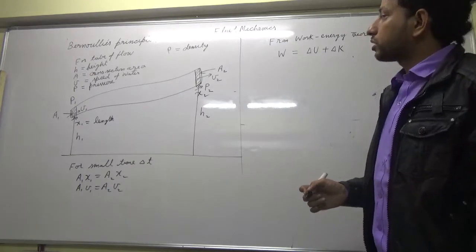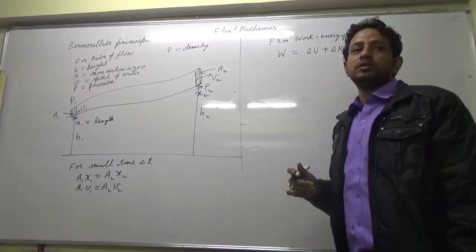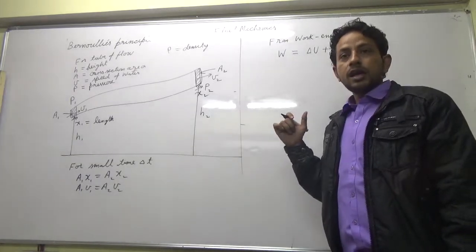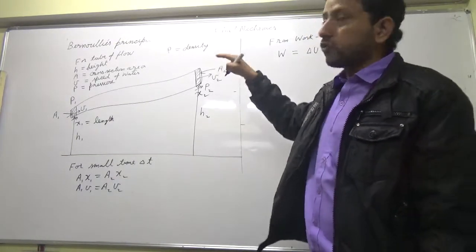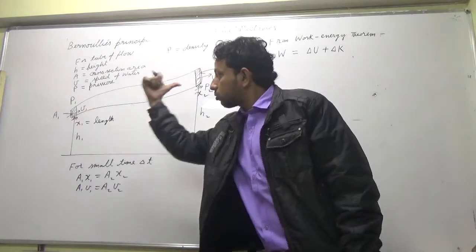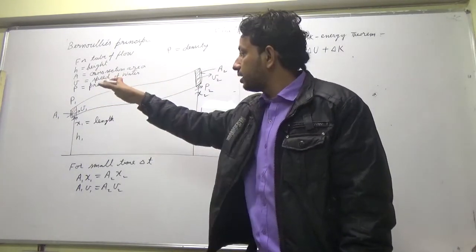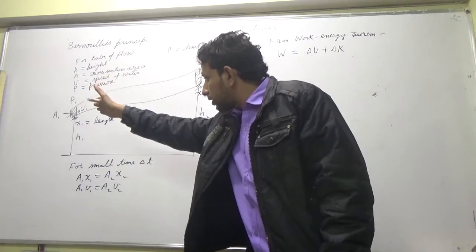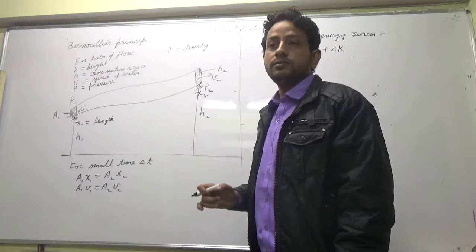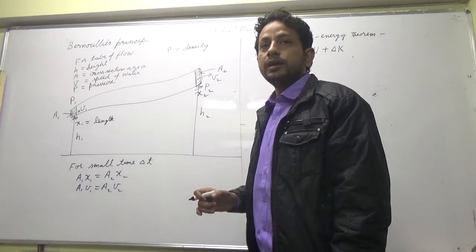So what will be work done? What are the different forces acting on this system? Water is moving, and on this tube of flow, the work done on this tube of flow, if we see, a pressure is acting from that side, and it is moving the whole liquid by a distance x1. Are you getting?